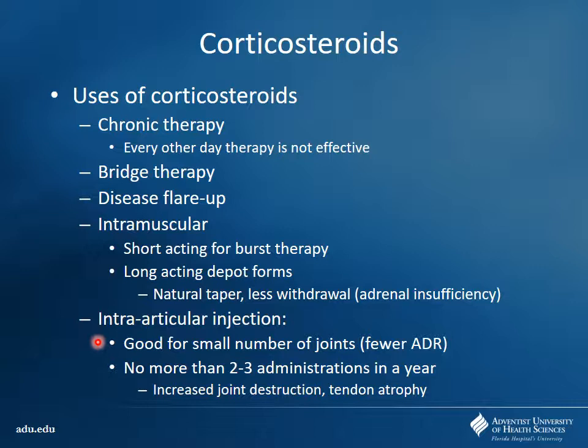The other big thing we'll do occasionally is called intra-articular injections. This is good for a small number of joints that are being affected. The nice thing about giving intra-articular injections is it limits systemic effects. You'll still get some leakage into the systemic circulation, however, it's much more limited than you would see with an IV dose or an oral dose. So it can sometimes be useful. However, the big thing with intra-articular injections, you do not want to do it more than 2 or 3 times in a year. The reason for that is because you can see increased joint destruction and tendon atrophy due to this. So you can do more harm than good if you give it too frequently. And this will go over the same when we talk about osteoarthritis.